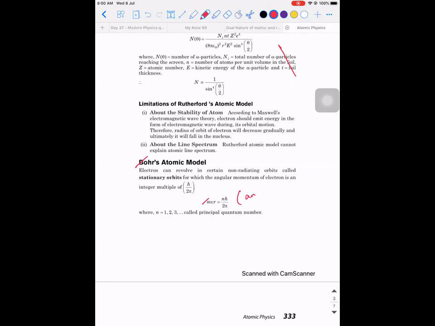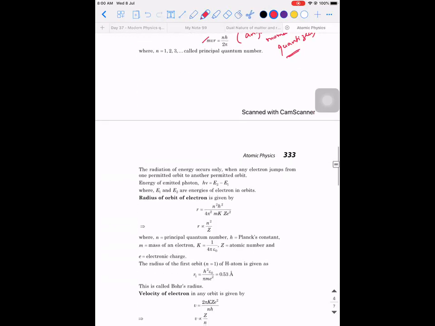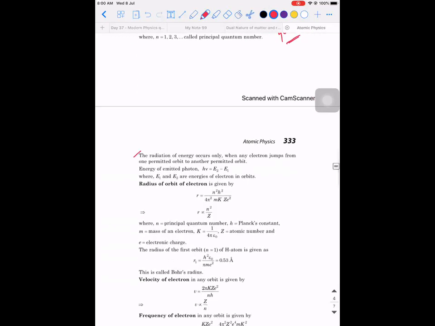What is the name of this? Angular momentum is quantized. So when a particle revolves in an orbit, the electron will be able to revolve only in those orbits where the angular momentum of the electron is quantized. Okay, and the radiation of energy occurs only when an electron jumps from one permitted orbit to another permitted orbit.